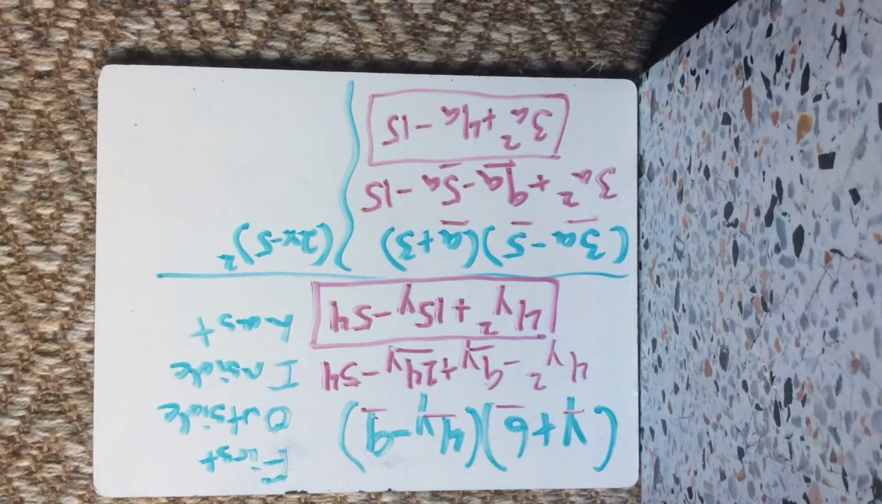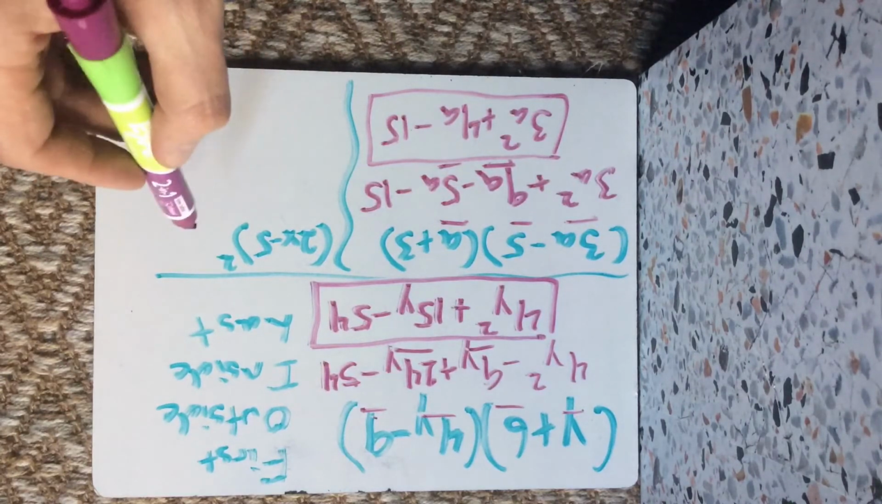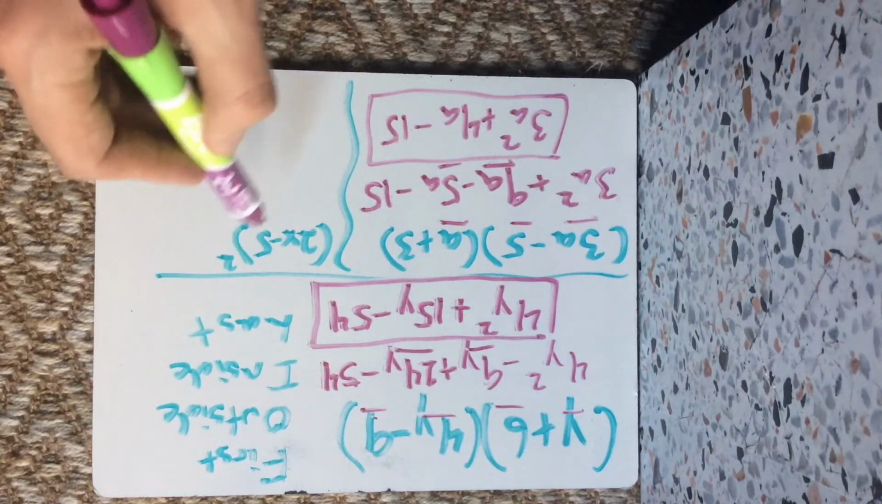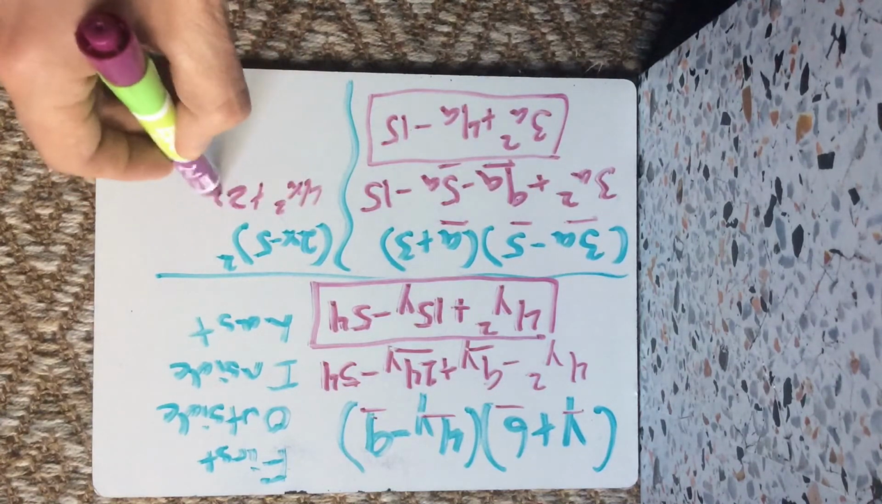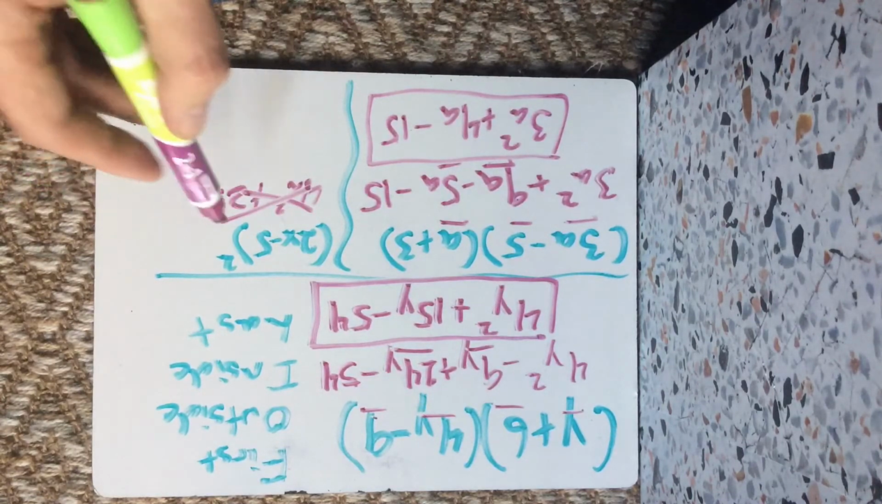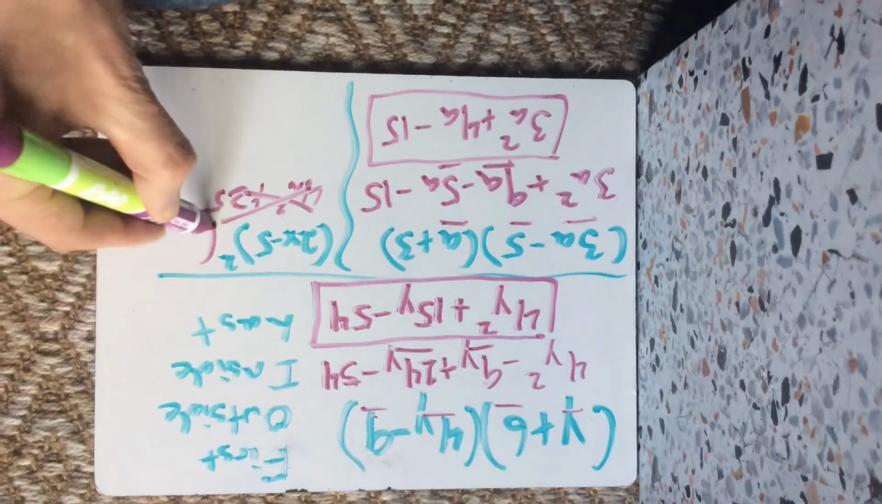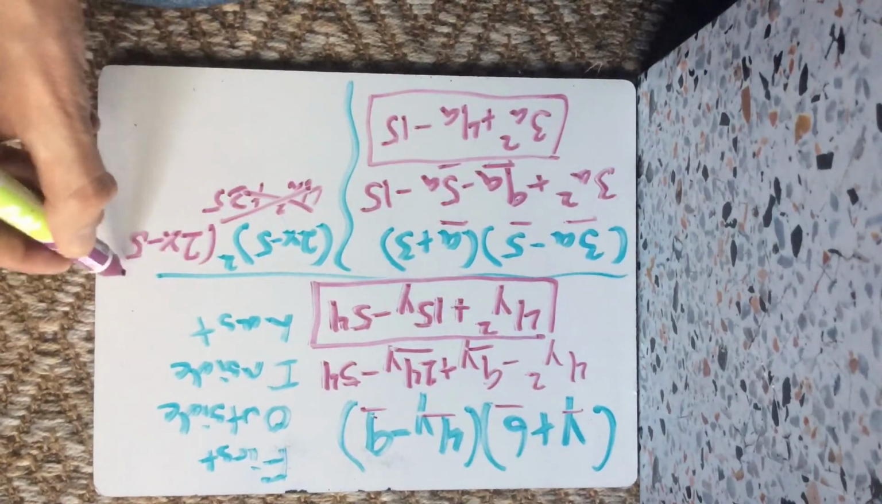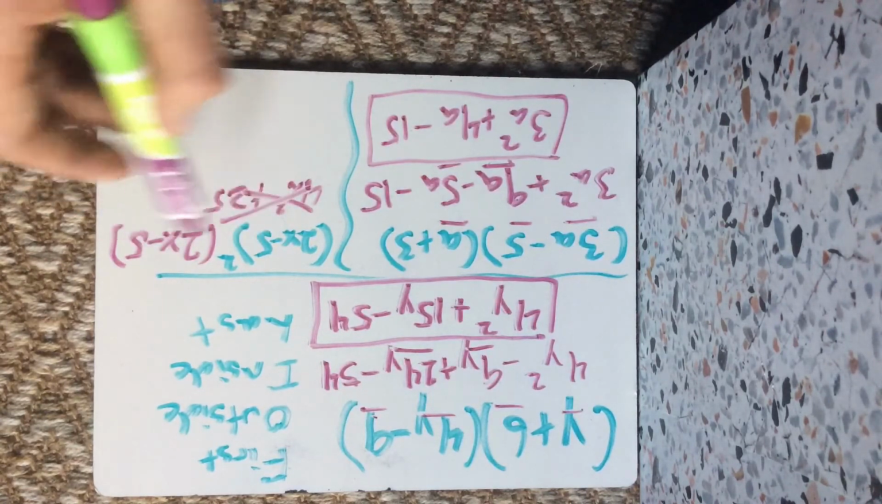Finally, if you look at this last problem, 2x minus 5 squared. Remember, when something is squared, I cannot do 2x squared, 4x squared, negative 5 squared, positive 25. That's wrong. You cannot do that. What something squared means is this multiplied by itself. So what I'm going to have to do is 2x minus 5 times 2x minus 5. Now I have two binomials.